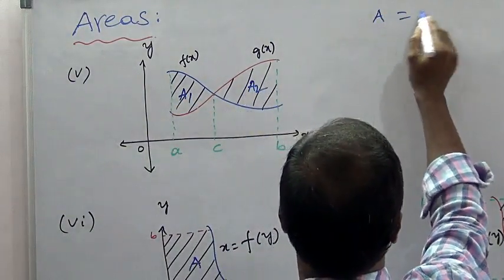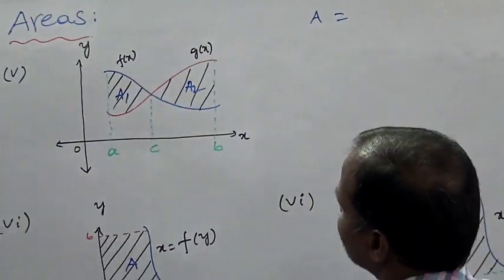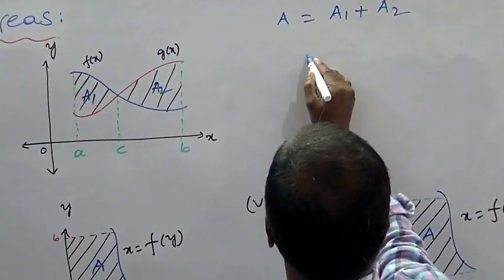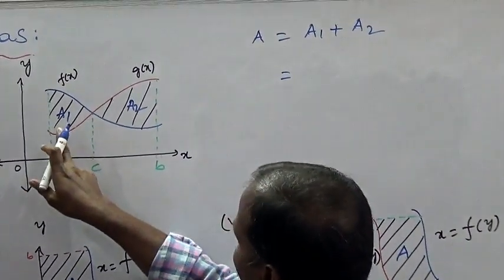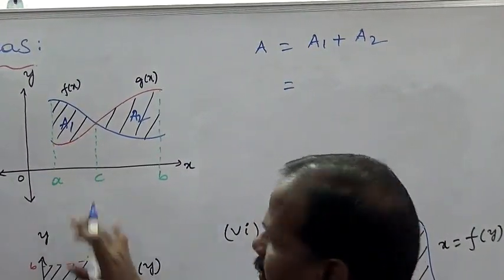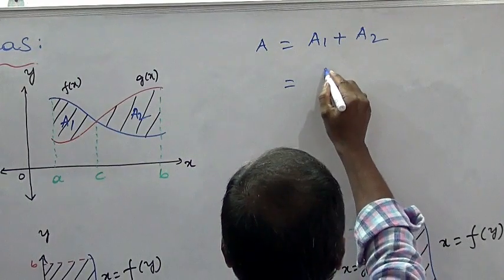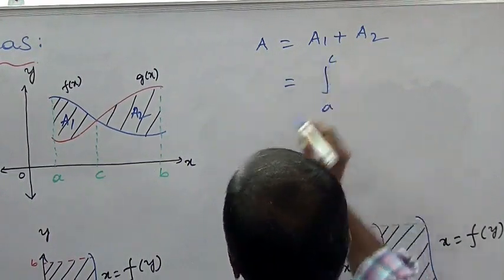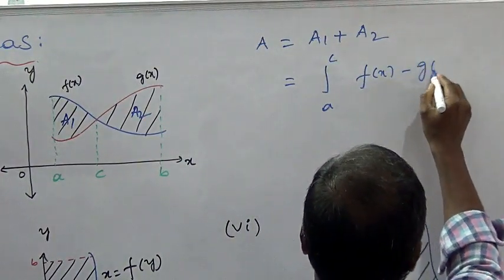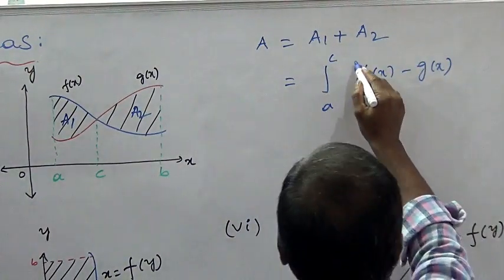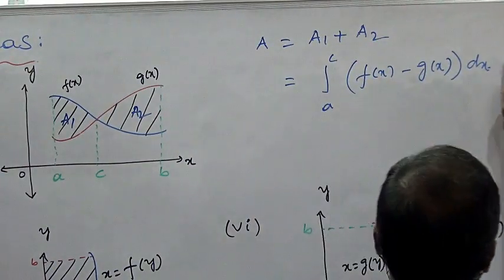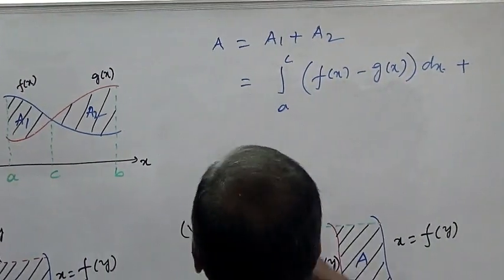So A, the area of this region, equals A1 plus A2. What is A1? A1 is the area in between the curves f of x and g of x and the x axis and ordinates A and C. So that is the integral from A to C. Which one is above? f of x is above, so f of x minus g of x, g of x is below, into dx.